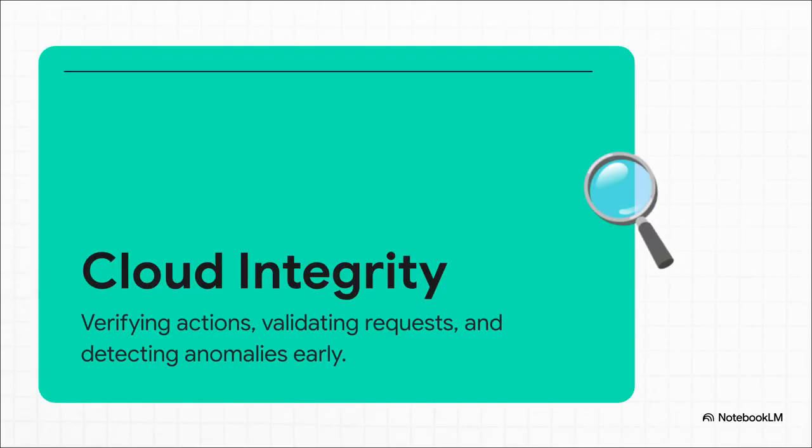Therefore, modern integrity requires a behavioral approach. Integrity in the cloud means we must validate every single request. We have to constantly monitor behavior patterns and detect anomalies early. It's no longer just about asking, does this workload have permission? It's about asking, is this workload behaving normally for what it usually does? We are verifying actions, not just protecting static records.